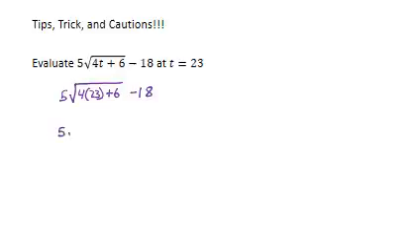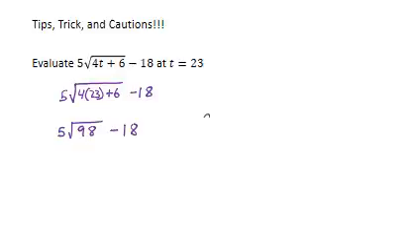So I'm going to rewrite this as 5 times the square root of, and I'm going to do 4 times 23 plus 6, and I end up with 98. 5 times the square root of 98 minus 18. Now, if you try to do the square root of 98 in your calculator, you'll end up with 9.899494937... We don't want that. We don't want a decimal approximation. So we're simply going to simplify this or reduce it as much as possible.